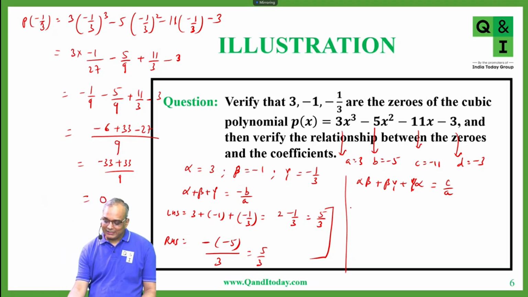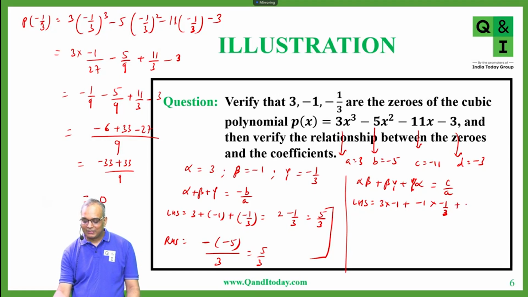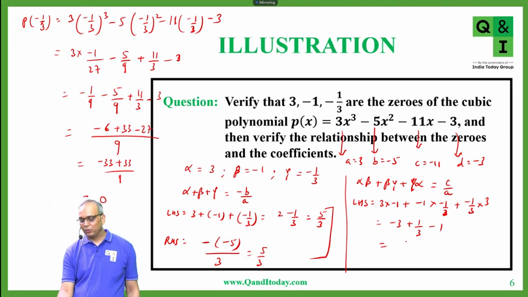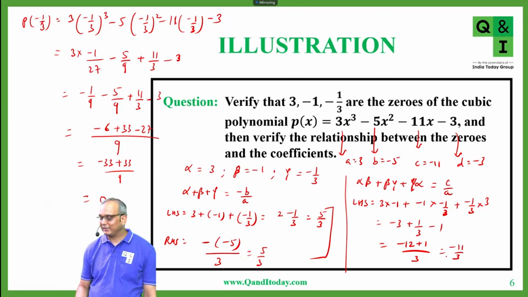So if you check this, alpha beta LHS is equal to 3 into minus 1 plus minus 1 into minus 1 by 3 plus of gamma alpha, that means minus 1 by 3 into 3. So this will become minus 3 plus 1 by 3 and minus 1. So this is minus 4 into 3 is minus 12 plus 1 over 3. That is negative of 11 by 3.